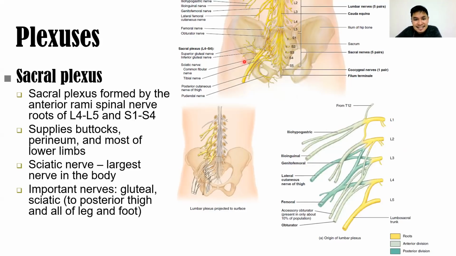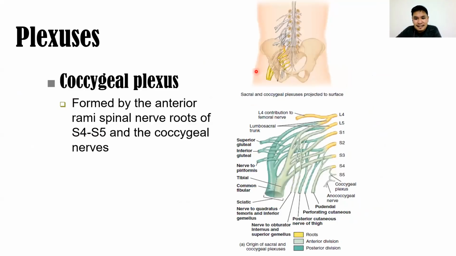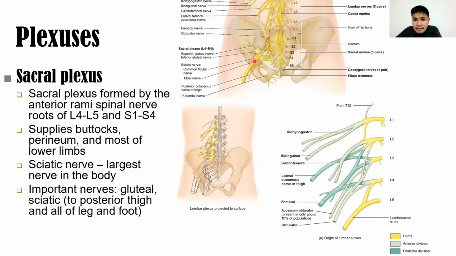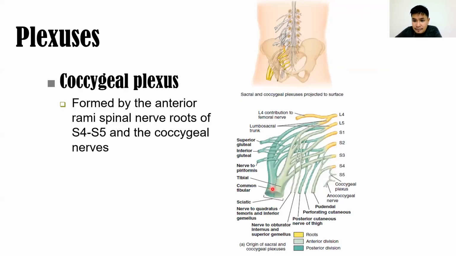This is the lumbar plexus. This is the sacral plexus over here. The coccygeal plexus is formed by the anterior rami, spinal nerve roots of S4, S5, and the coccygeal nerves. So this is the origin of the sacral and coccygeal plexus. Coccygeal plexus here, S4 and S5. Sciatic nerve, really very big. Common fibular and tibial, which is part of your sacral plexus.